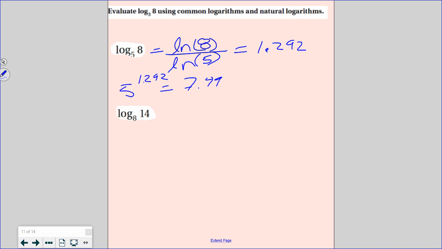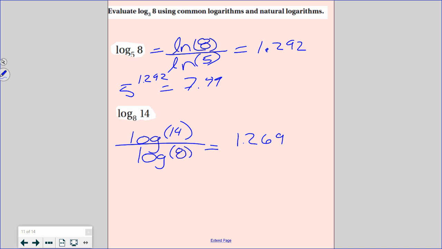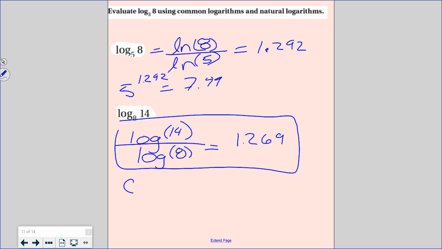Here I'll do log this time. Which one goes on top? 14 divided by log of 8. So if we go log 14, close your parentheses, divided by log 8, we get 1.269. That's all you do. I need to see what you typed into your calculator. So if I check it, it'd be 8 to the 1.269, which we get 13.99, which is practically 14.